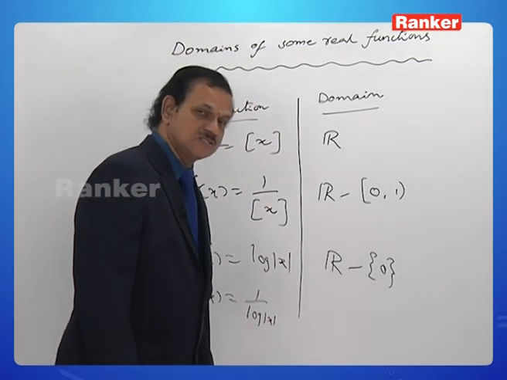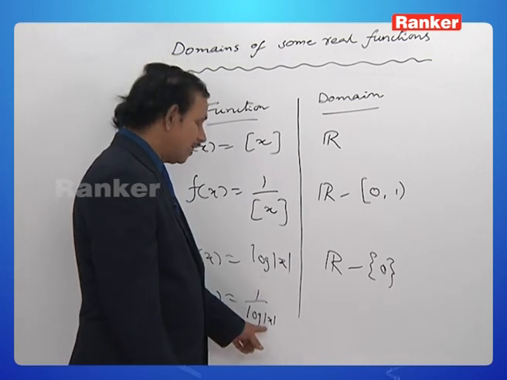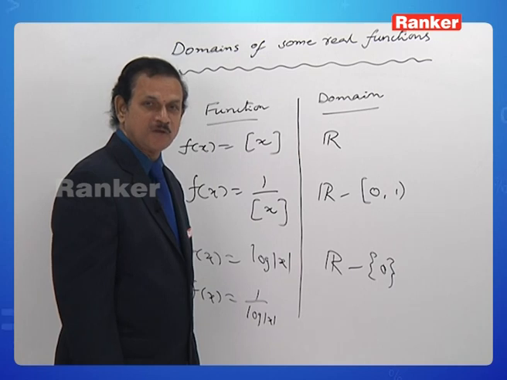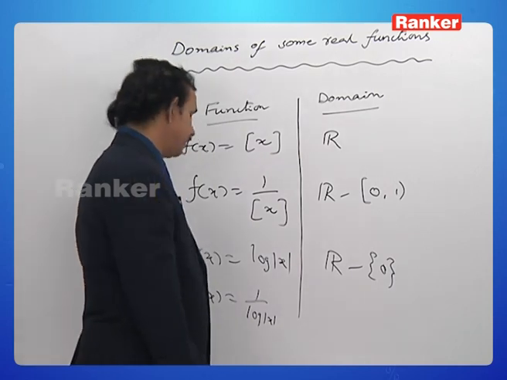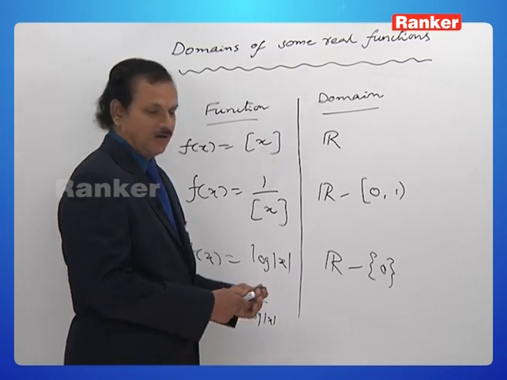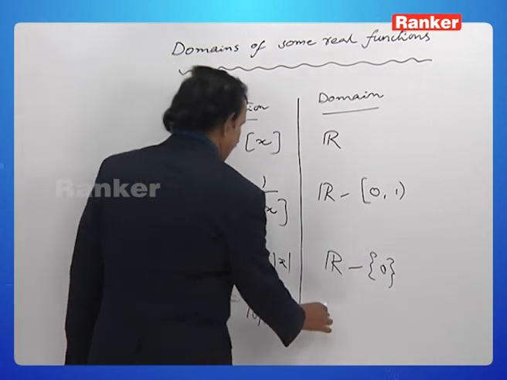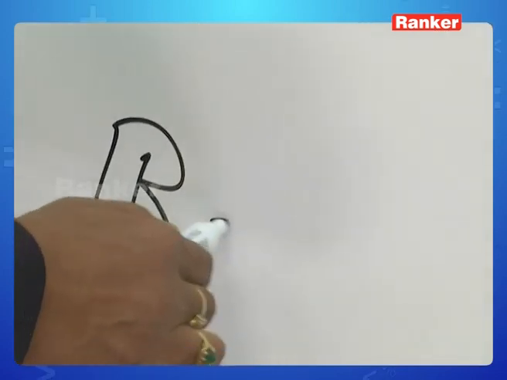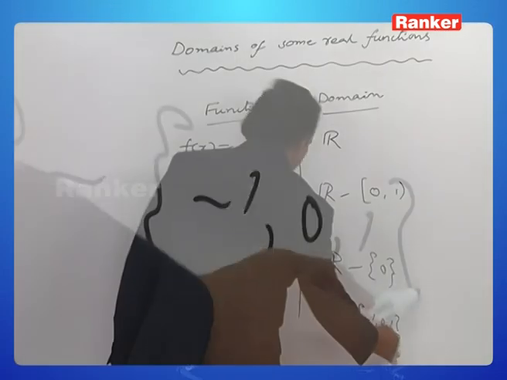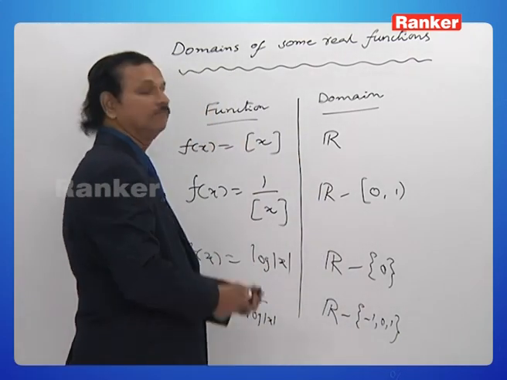Log mod x is not 0. That is, mod x must not be equal to 1. Therefore, x not equal to plus or minus 1. Altogether, what are the numbers which you have to delete from the set of real numbers? Minus 1, 0 and 1.